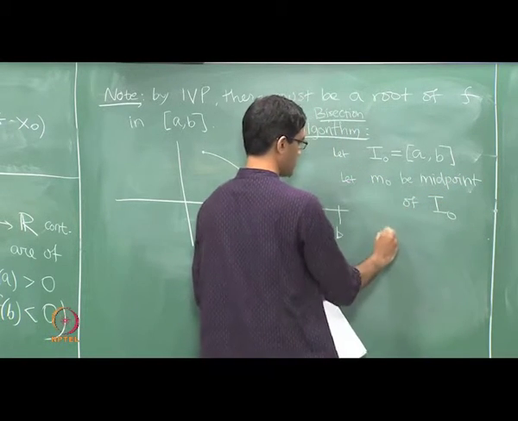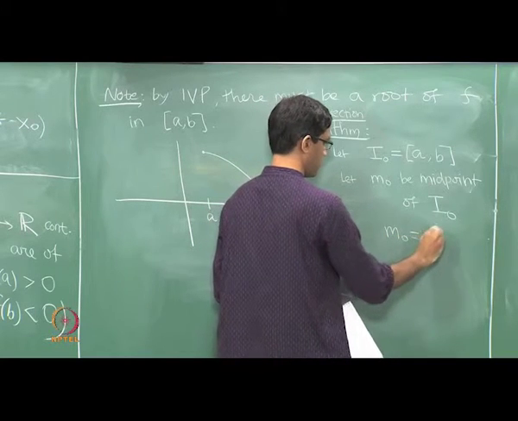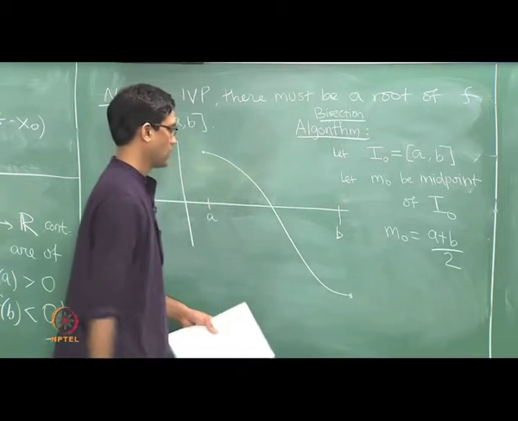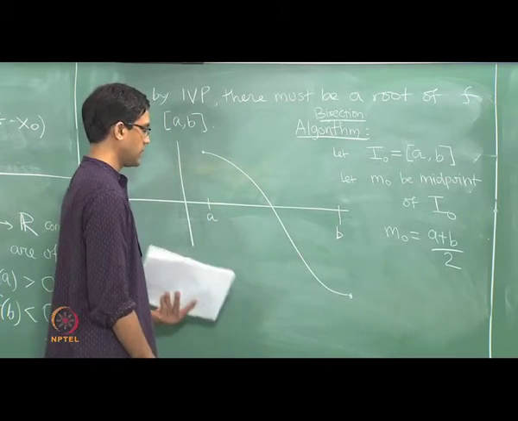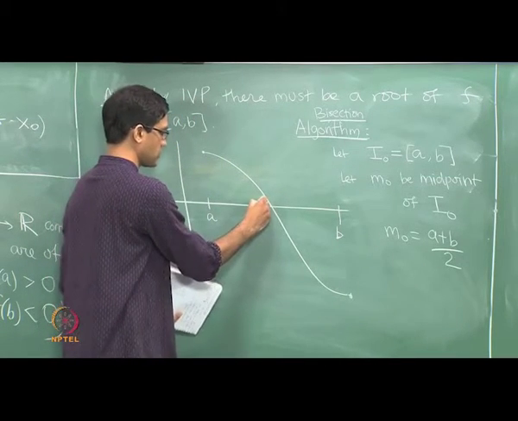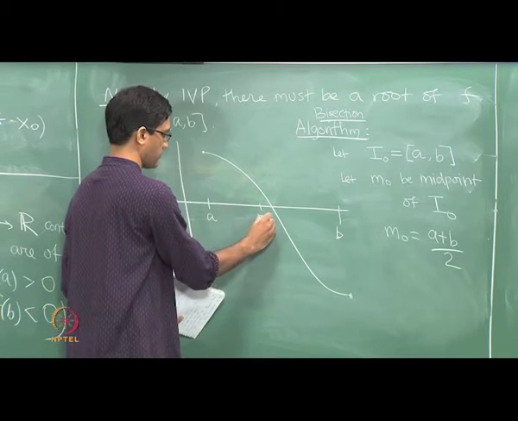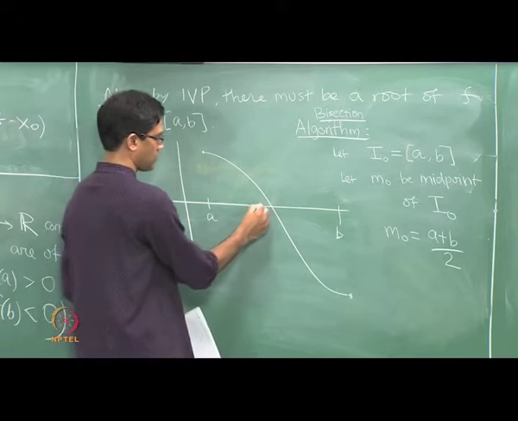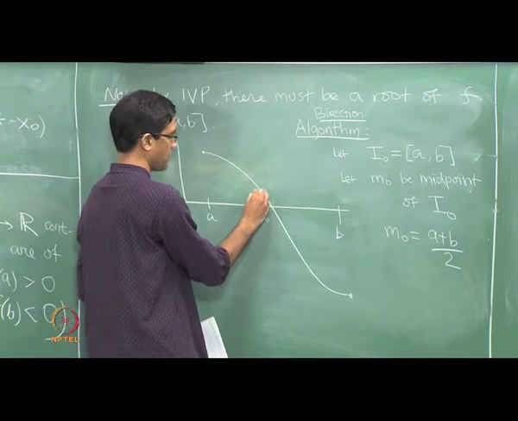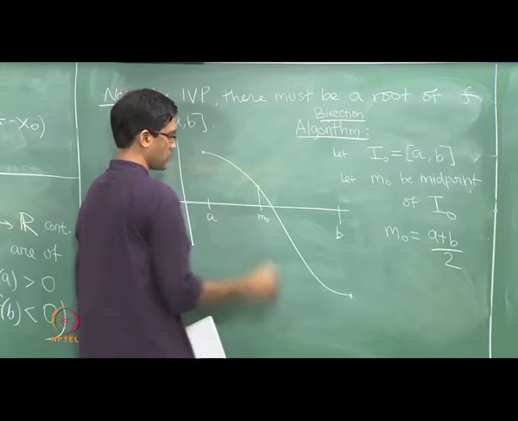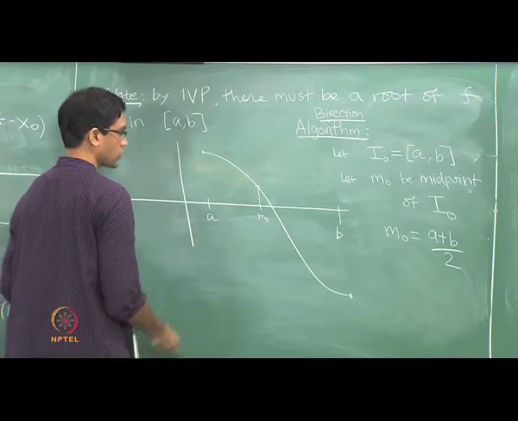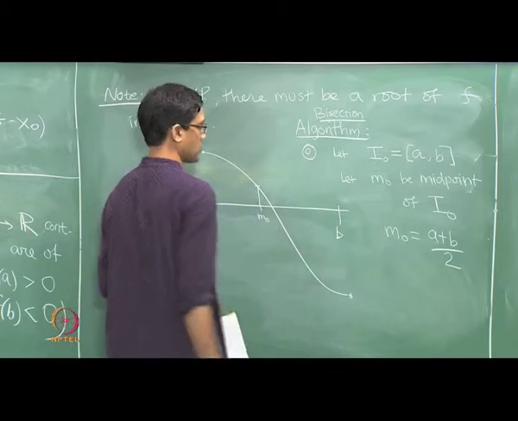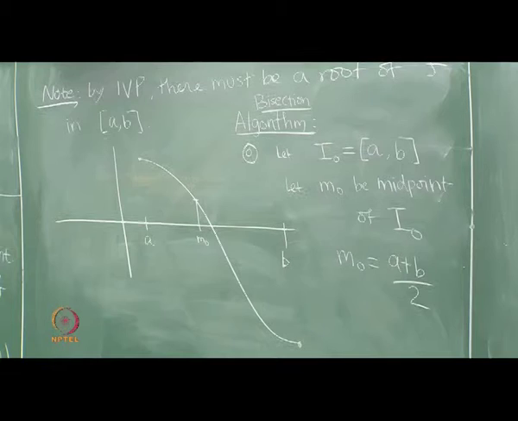What does that mean? M0 therefore is just a plus b by 2, just the average of the endpoints. So you have the original interval and you take the midpoint. Let us say this is what the midpoint is, M0. Now you compute the value of the function at the midpoint. The function value in this example at the midpoint is positive. Let us call it step 0 if you wish of the algorithm.